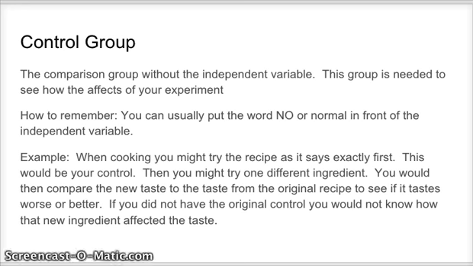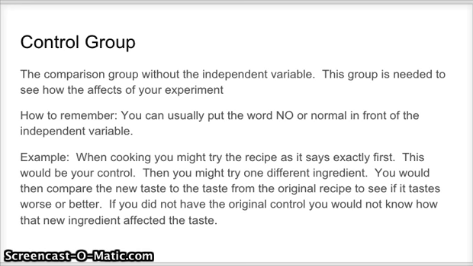So the thing that you're comparing it to, that original group, that is the comparison group, that is the control group. It's also usually the one without the independent variable. So if we're testing, an example I always like to use is fertilizer, and we have one group with fertilizer, one group with no fertilizer, and one group with twice the amount of fertilizer.